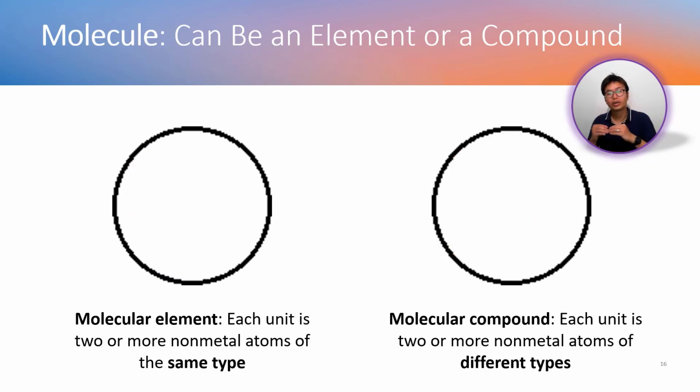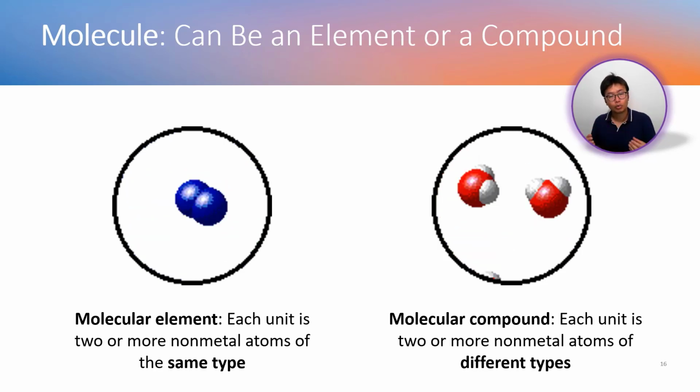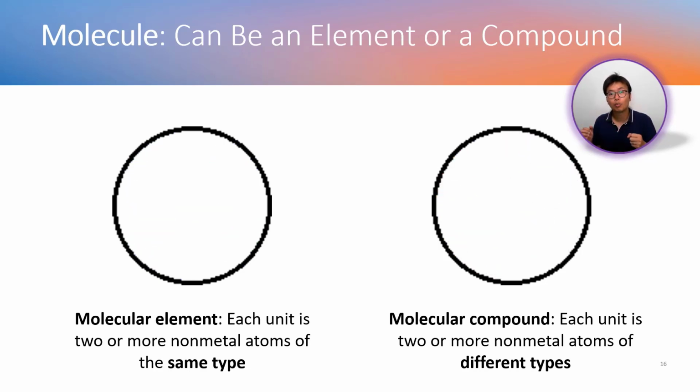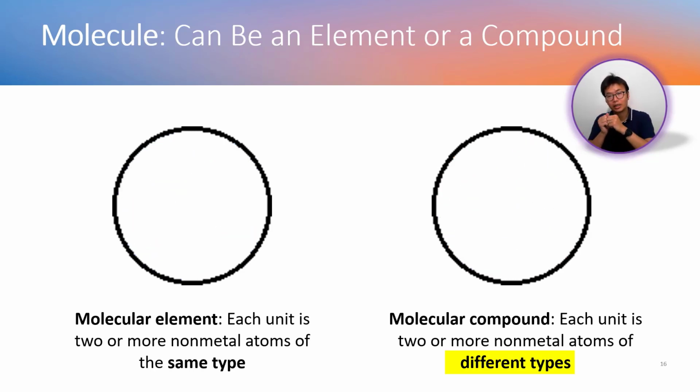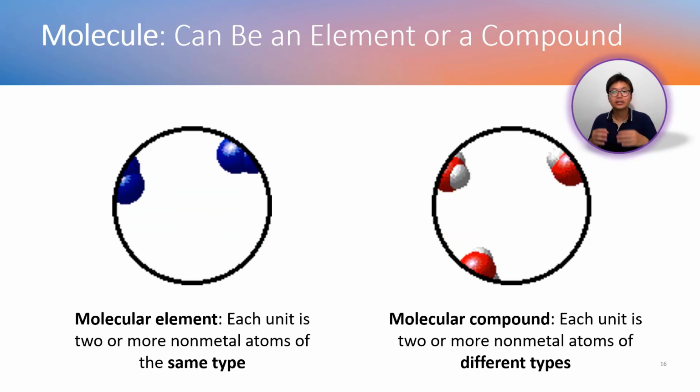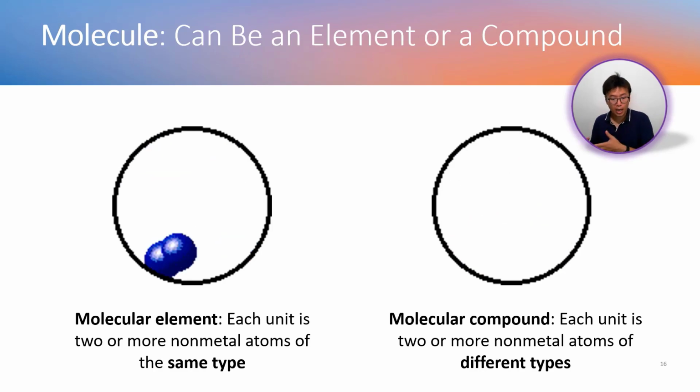What about a molecular compound? What would that be? Well, there will be more than one type of atom chemically bonded together. So for example, water, H2O: you have one oxygen and two hydrogens chemically bonded together. They are considered non-metals chemically bonded together. That will be a molecular compound.